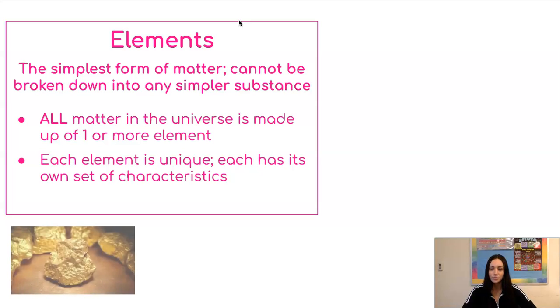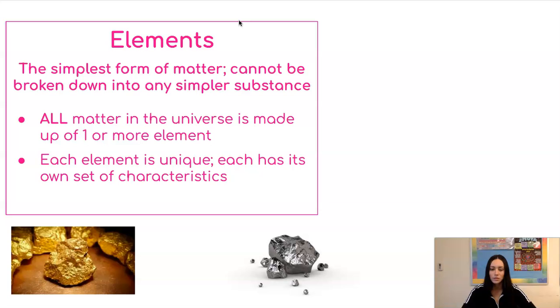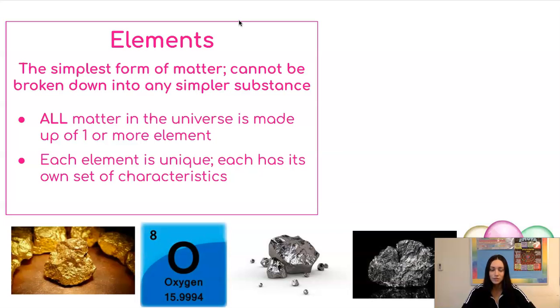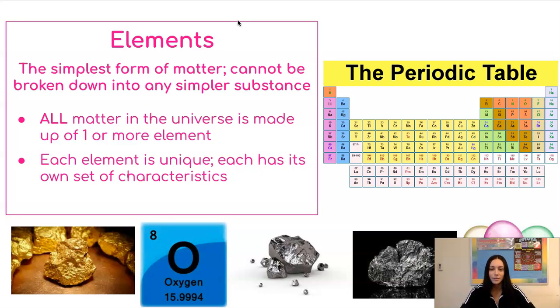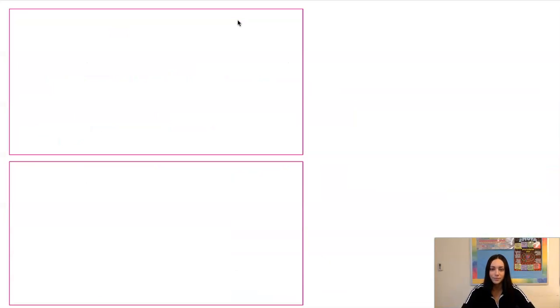in the universe. Some examples of elements are gold, silver, helium, oxygen, carbon. All of the known elements in the universe are organized on the periodic table of elements based on their characteristics. We'll talk more about reading the periodic table in a moment.